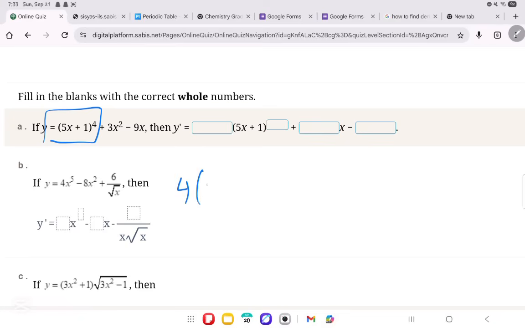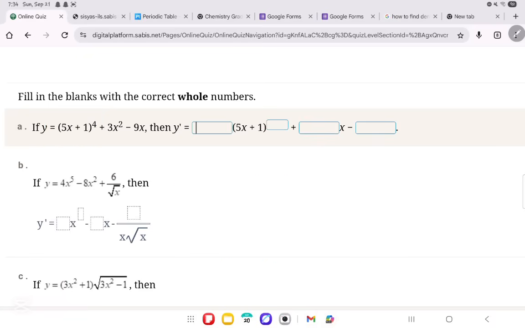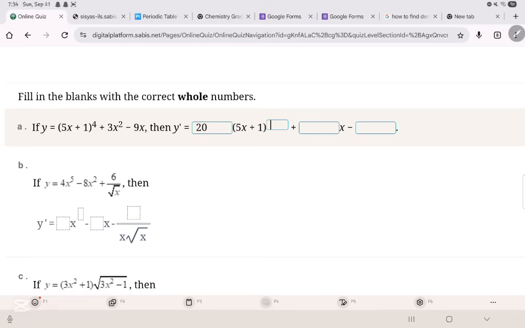So 4 times 5x plus 1 to the power of 3. But we do not forget to multiply by the derivative of the inside. So then this becomes what? This becomes times 5. So this is all in all 20 times 5x plus 1 to the power of 3. And then we continue deriving the rest as normal. So plus 3x squared becomes 6x. Then minus 9. So the final answer is 20 times 5x plus 1 to the power of 3 plus 6x minus 9.